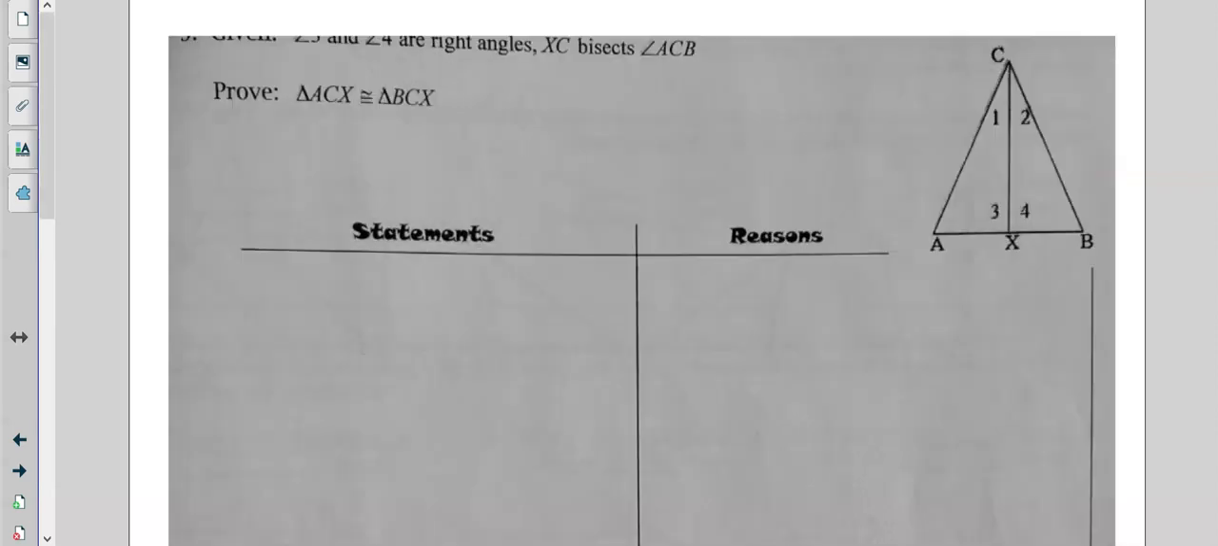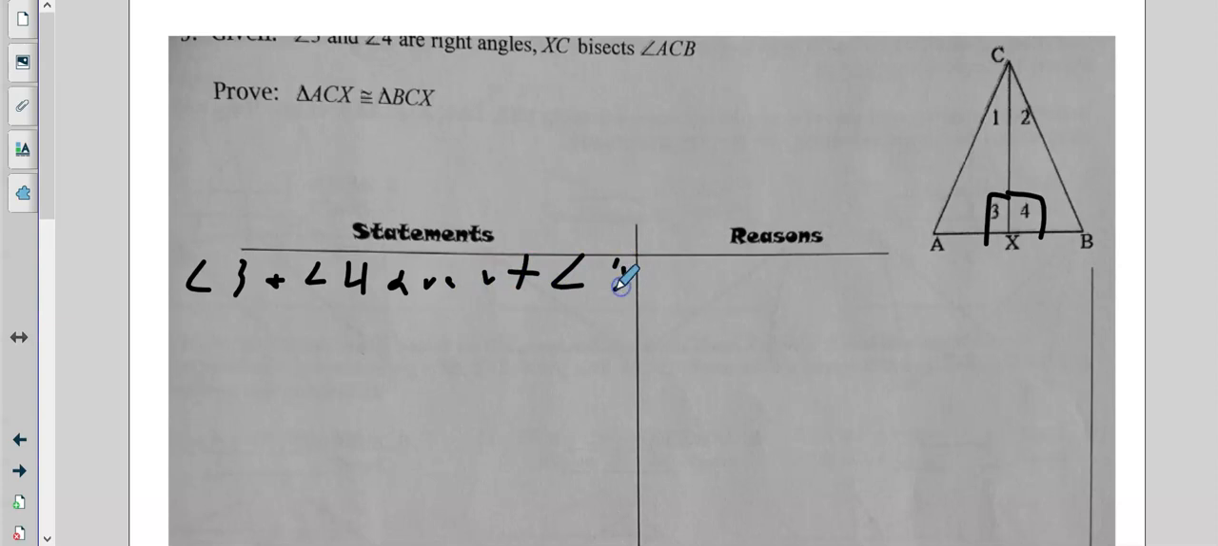All right. Great. I don't know why I got cut off. Okay, so it's a little cut off here, but you have it in your packet. It says angle 3 and angle 4 are right angles.